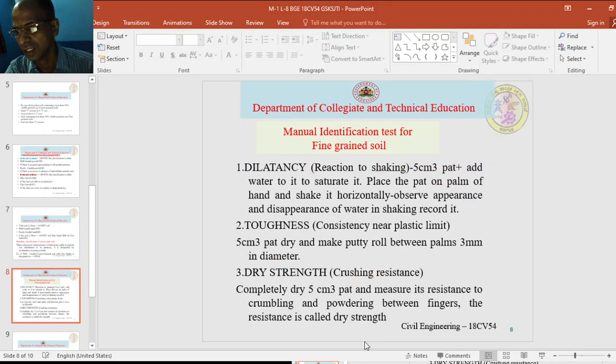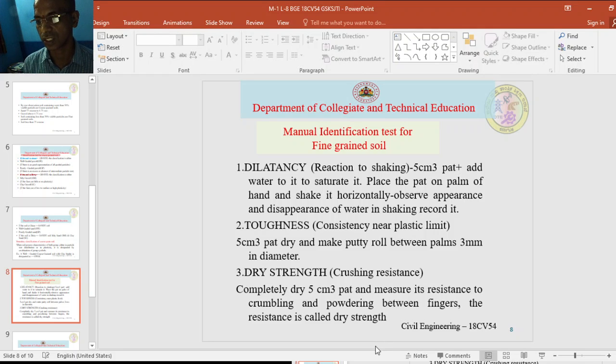Next are some of the tests we conduct on fine grained soil. There is the dilatancy test, which is reaction to shaking. Take a 5 cm cube of soil fat, add water to it and saturate it, place it on the palm of the hand and shake it in a horizontal direction. Observe the appearance and disappearance of water on shaking. If there is quick appearance and disappearance, then the dilatancy is high.